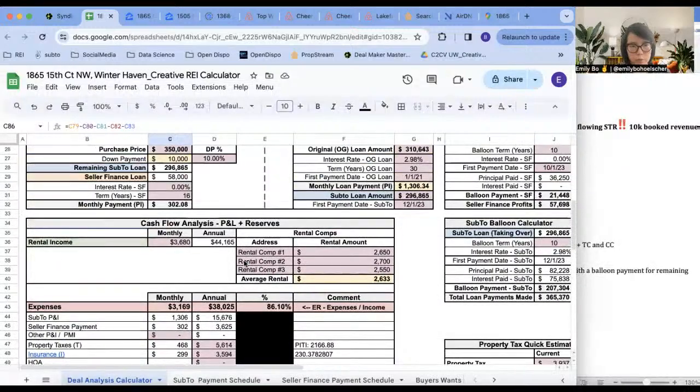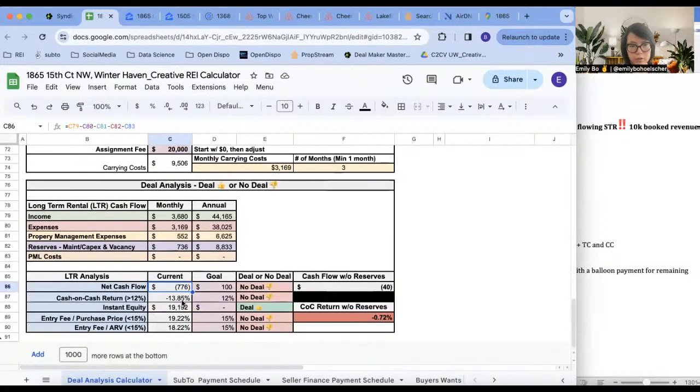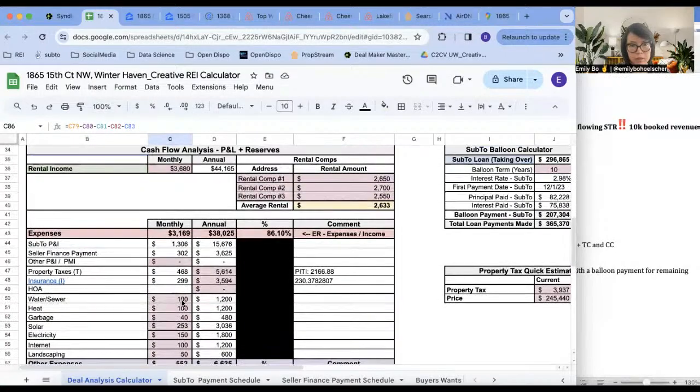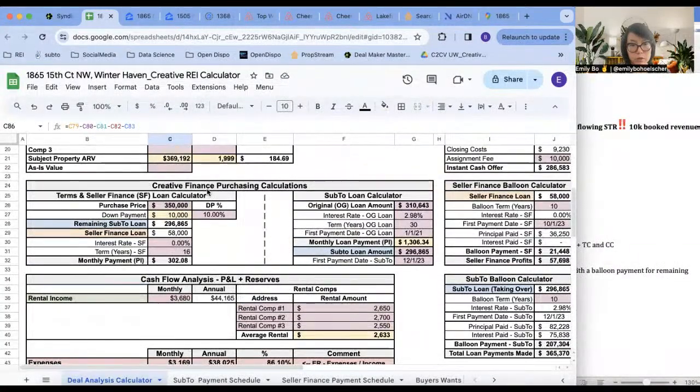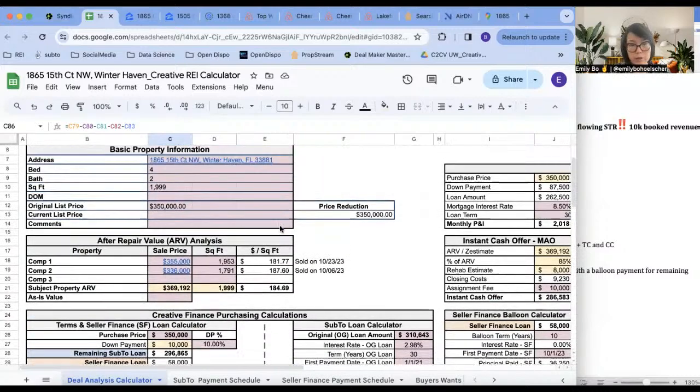I don't see there's much wiggle room here because even if we lower the seller finance loan, the maximum we can lower is $300, but we are negative cash flowing $776 here. So there's really not much wiggle room. So based on my quick analysis, I don't think that's a good short-term rental property.